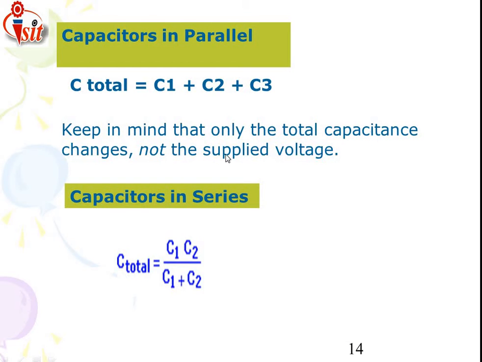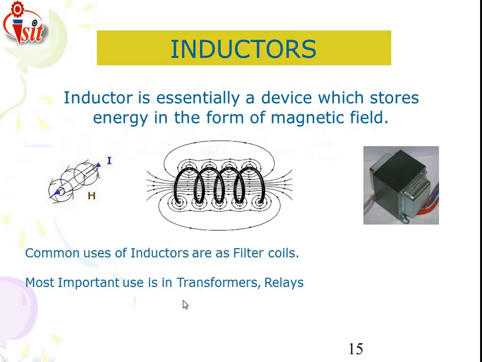Then capacitors in parallel: C total is equal to C1 plus C2 plus C3. That means the capacitor connection and the resistance connection, series and parallel, are opposite to each other. For capacitors connected in parallel, the total capacitance value is equal to C1 plus C2 plus C3. Keep in mind that only the total capacitance changes, not the supplied voltage. And for capacitors in series, C total is equal to C1 C2 divided by C1 plus C2.